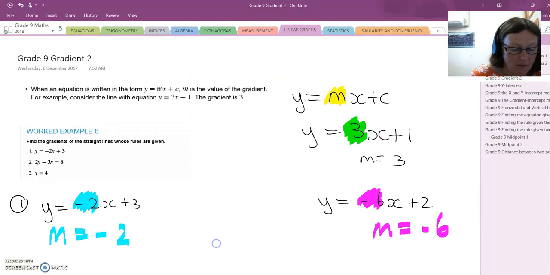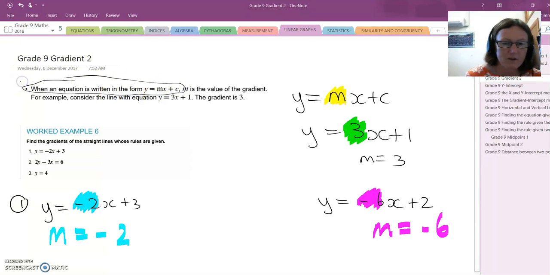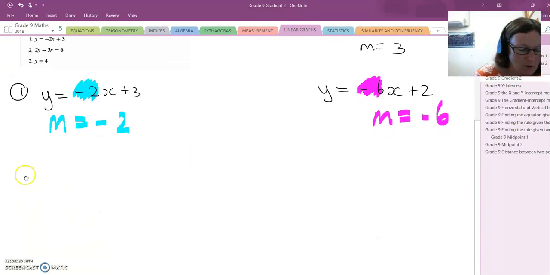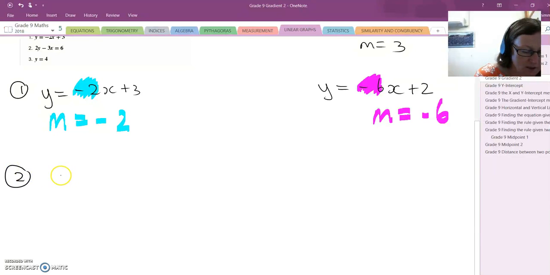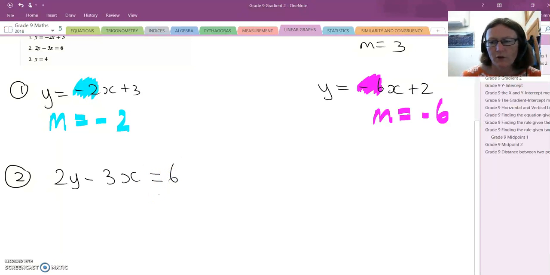Okay, let's go back up. When an equation is written in this form, y is equal to mx plus c, let's look at our second equation. It is not written in that form. We need to get it into the form where y is on its own on the left-hand side of the equation. So we just need to do a little bit of moving around to get y on its own.